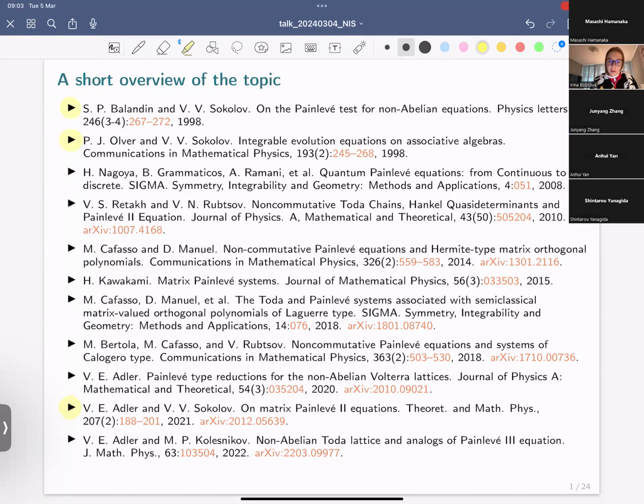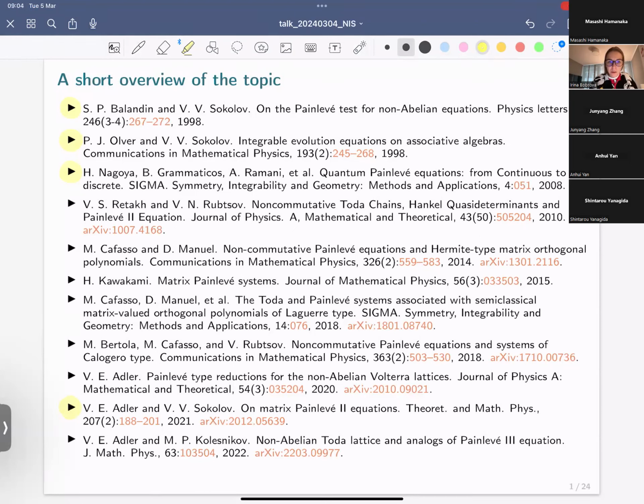What else do we have in this story? I want to mention a paper about quantum Painlevé equations by Nagoya, Grammaticos, and Ramani, and maybe some more co-authors, but I don't remember them. They have considered a kind of quantization of the Poisson brackets for the Painlevé equations. Since the Painlevé equations are Hamiltonian with a standard Poisson bracket, we can introduce their quantum analog, and by using this procedure, we can obtain quantum analogs for the Painlevé equations.